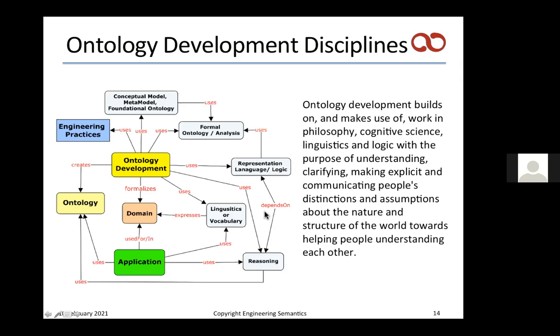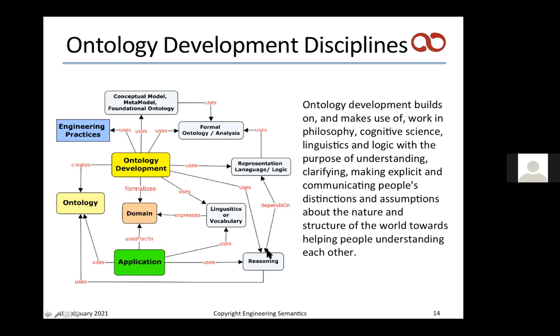Linguistics and vocabulary come into play. The representations and knowledge of logic is very important. The formal ontology or ontological analysis, some of the aspects of conceptual modeling, engineering practices. I think at this point, some of the practices from systems engineering are most applicable directly. So what are your requirements, for instance? And then the application, what are you going to use it for? What's the domain you're going to be representing things in or for?